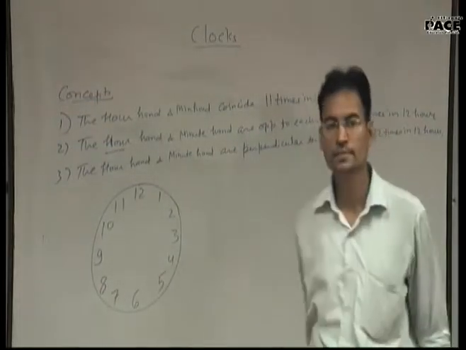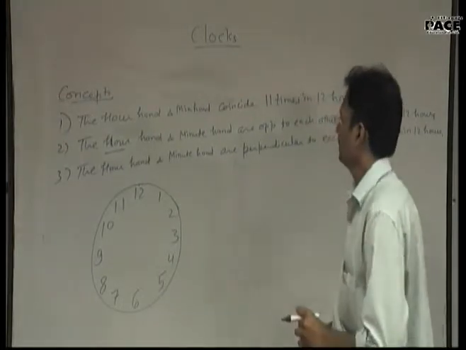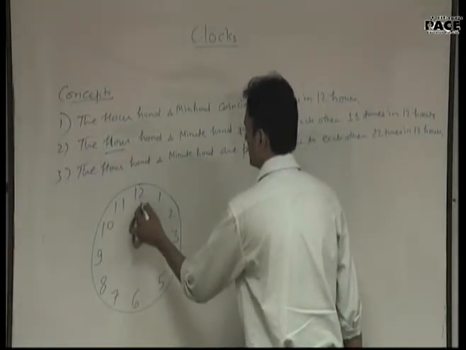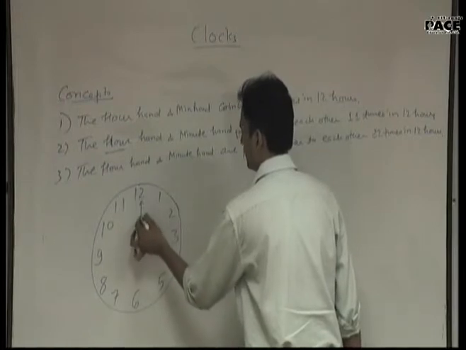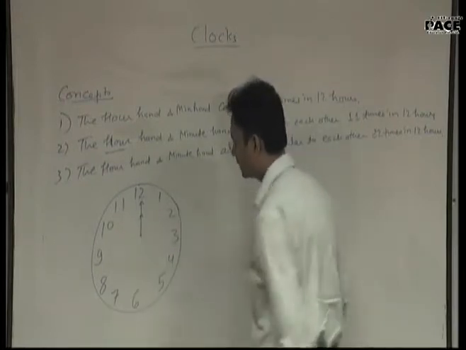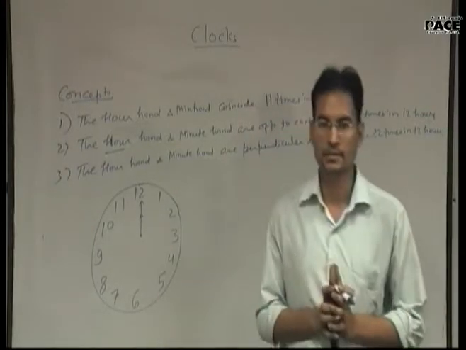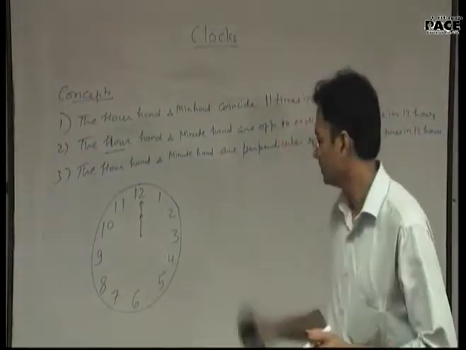Suppose this is a clock. Now, we can see that at this point, the minute hand and hour hand are coinciding with each other.